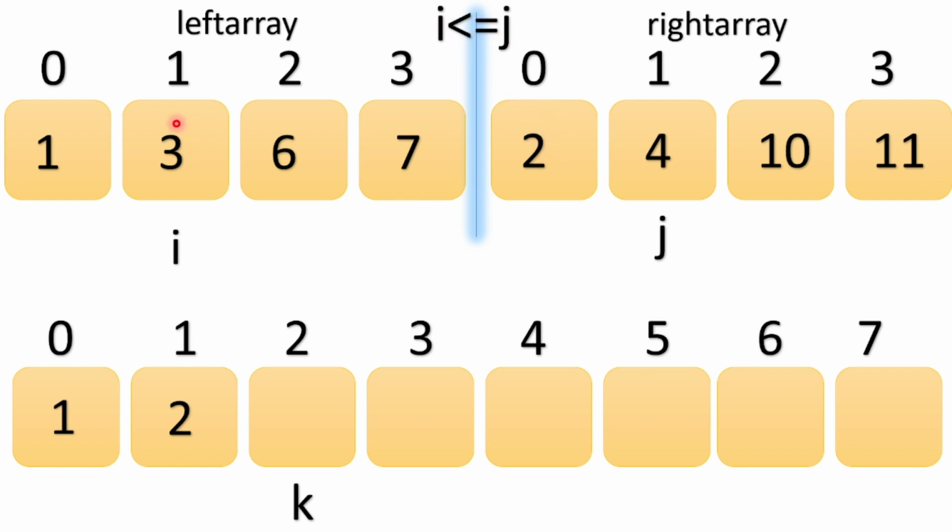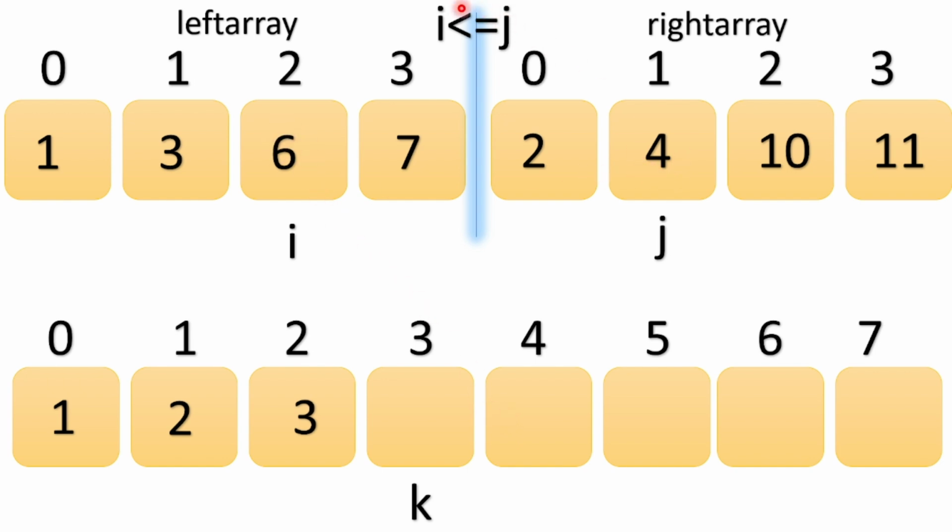So what will happen? 3 will be placed over here. 3 will be at this point. And i and k are going to increment by one position. So i will move to this point, k will move to this point. That's all. Now our i is 6 and j is 4.